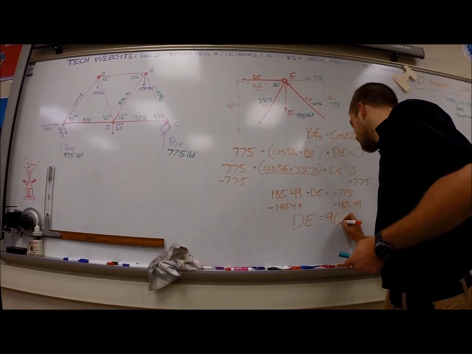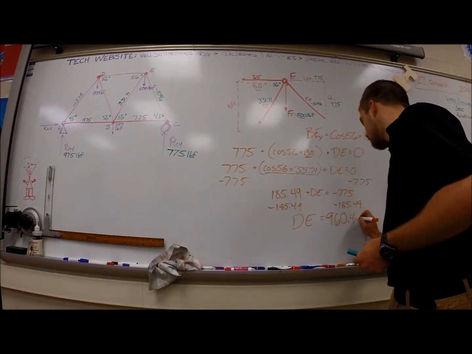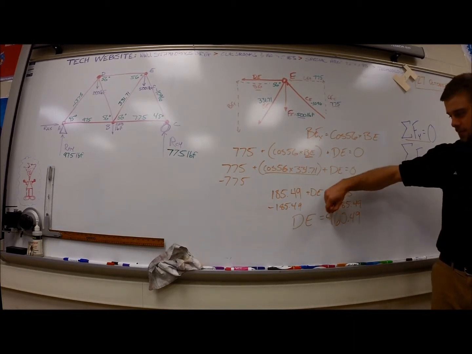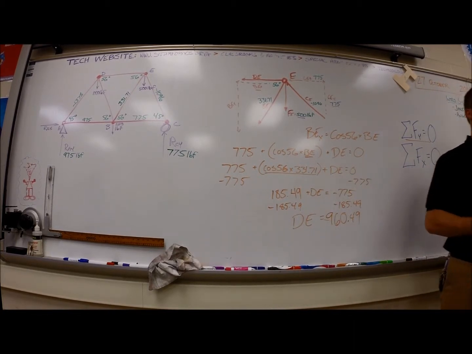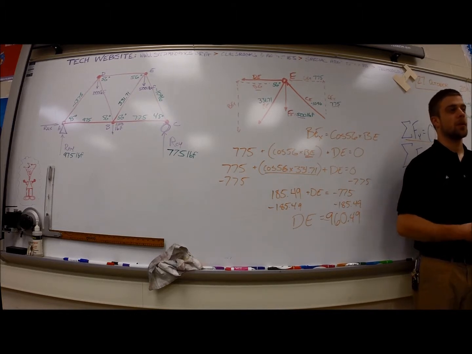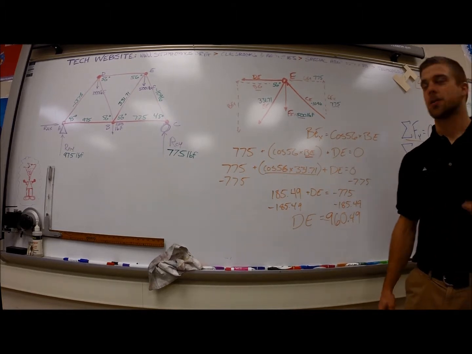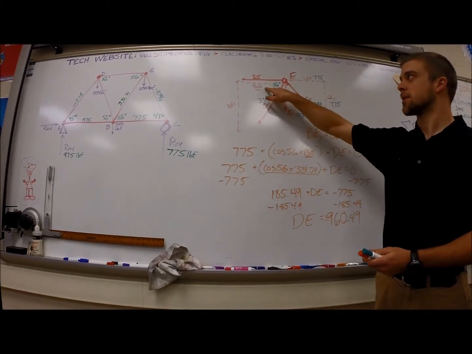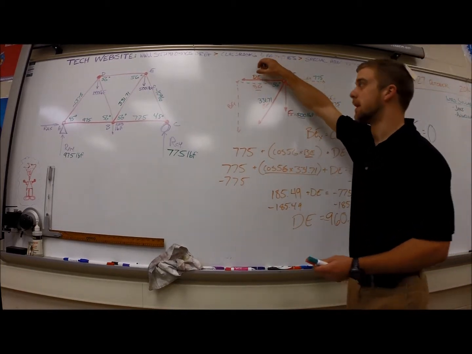The one that I got is 960.49 as our value for DE. Negative 960. Yeah, it makes a difference. What difference? That our assumption is incorrect. Our assumed direction was incorrect. We weren't assuming the direction of these others. We were assuming the direction of this one, DE.